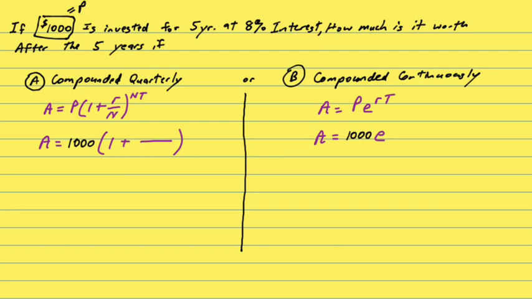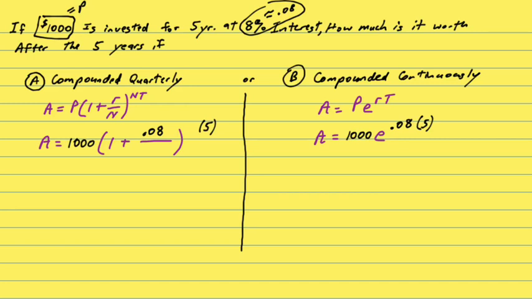Now, the rate is the percent as a decimal, which you move 2 places. 8% would be 0.08. So the r here is 0.08. t is the time. So what is the time if it's 5 years? Time would be 5. I'm filling in for the t.